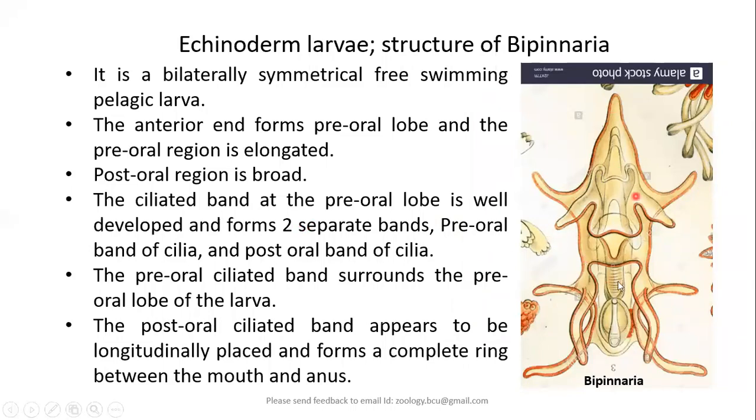If you look into the structure here, unlike the adult, which is radially symmetrical, the Bipinnaria larva is showing very clearly bilateral symmetry. And of course, the presence of ciliary arms indicates that it is a free swimming larva, and it is also a pelagic larva. That means it will be floating on the surface of the sea water.